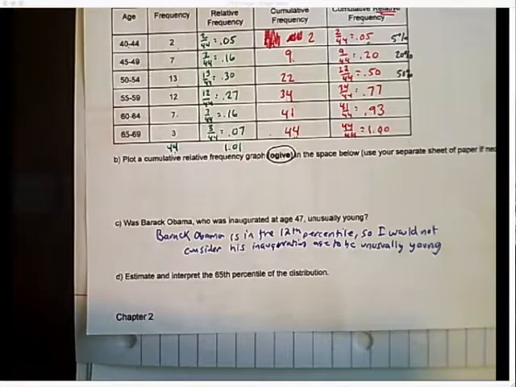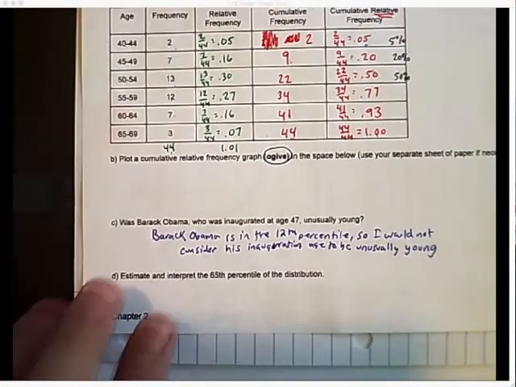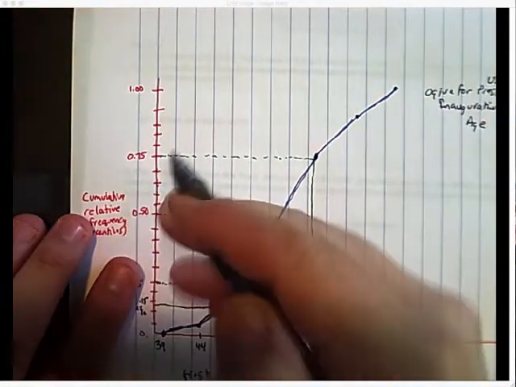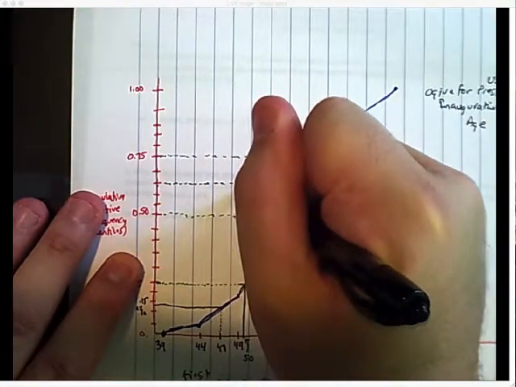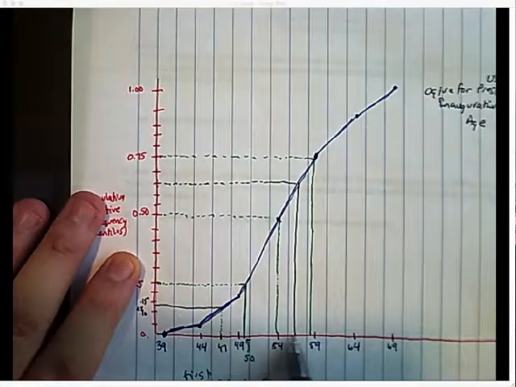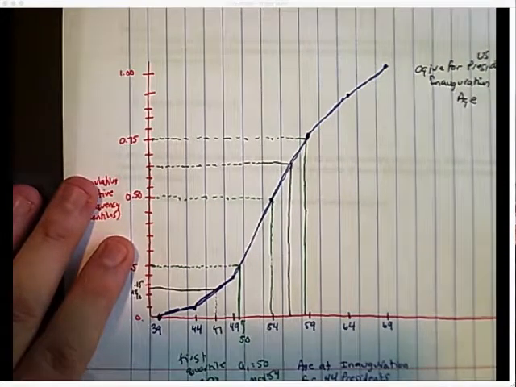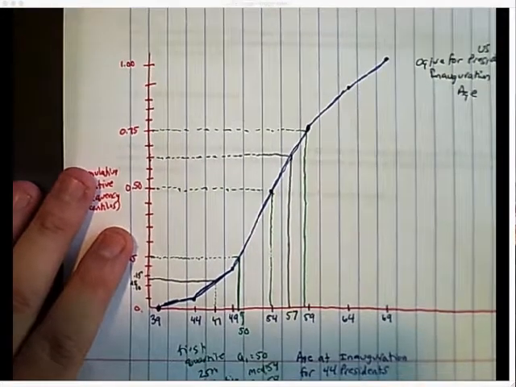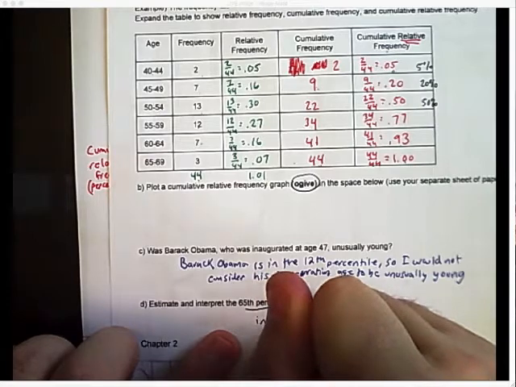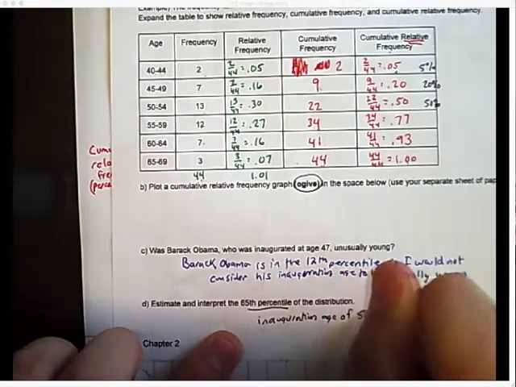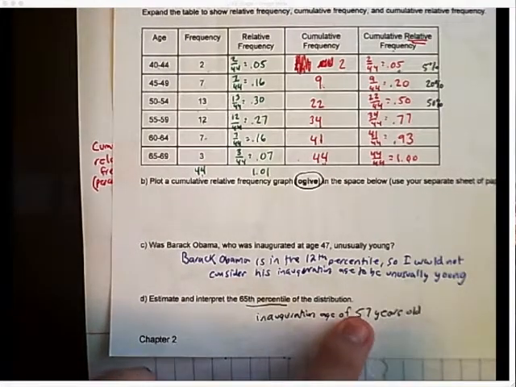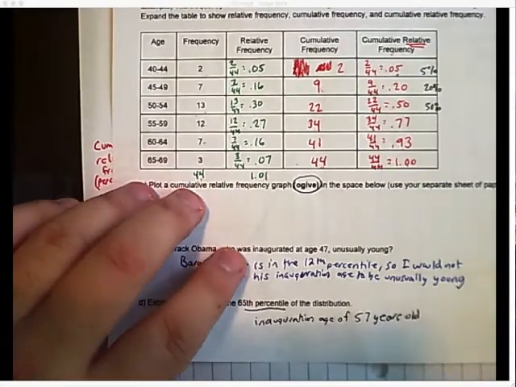Now the last question on this exercise. Estimate and interpret the 65th percentile. So let's go back to our ogive. We can take the 65th percentile, that's 75, that's 70, that's 65. Take that across until it hits the ogive, and then take it down and let's just estimate. To me that looks pretty close to the middle between 54 and 59, so maybe about 57. That would be my estimate. So the 65th percentile is an inauguration age of 57 years old. What does that mean? That means that 65% of the presidents were 57 or younger when they were inaugurated. So that's going to do it for that question.